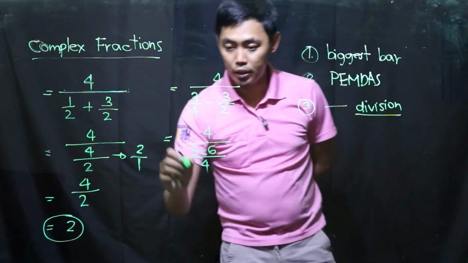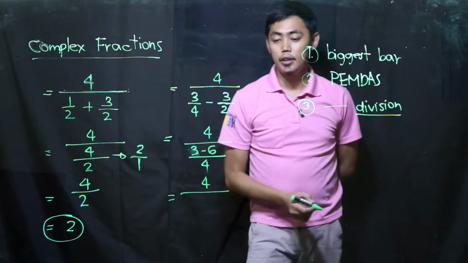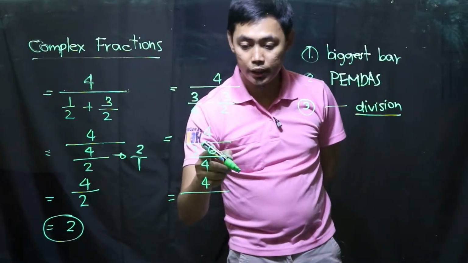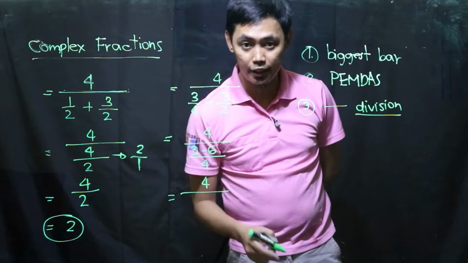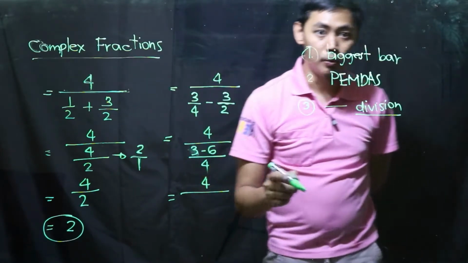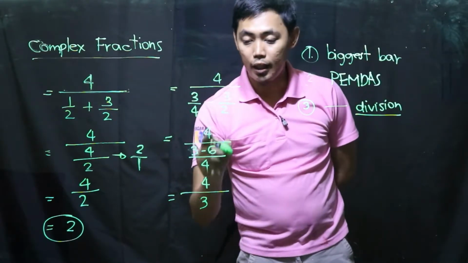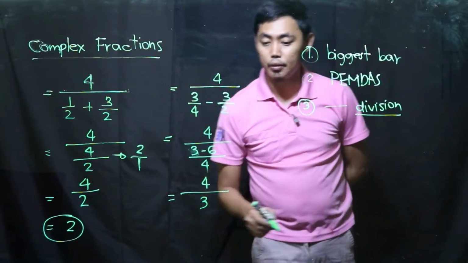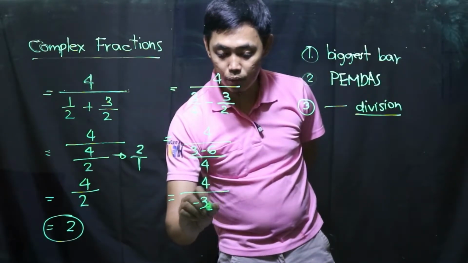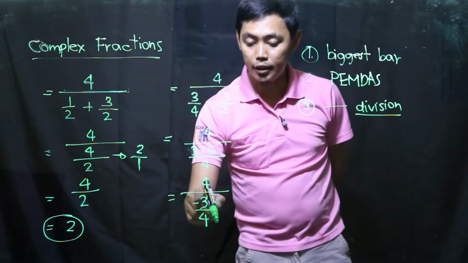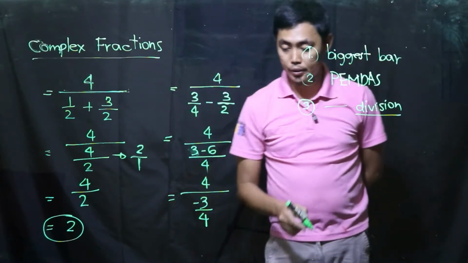Okay. So, we still have 4 over, then we will need to simplify the denominator. 3 is a positive number and 6 is a negative number. So we have different signs, right? What we will need to do is subtract 6 minus 3, that would be 3, and then use the sign of the bigger number, which is negative. So negative, and then we'll just write 4. So this is your denominator, negative 3/4. This is the answer of 3/4 minus 3/2.